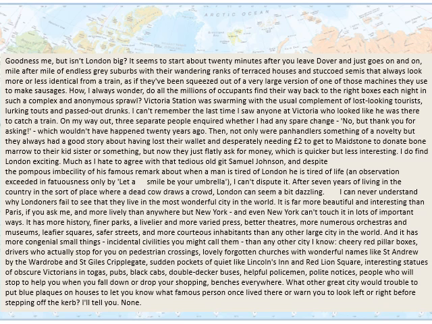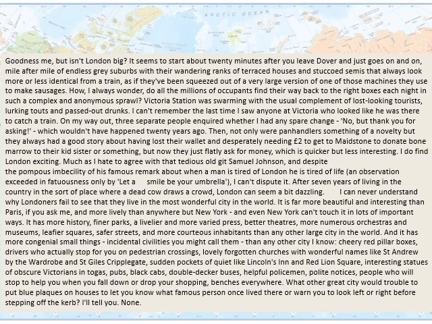I do find London exciting, much as I hate to agree with that tedious old git Samuel Johnson, and despite the pompous imbecility of his famous remark about when a man is tired of London he is tired of life, an observation exceeded in fatuousness only by "let a smile be your umbrella", I can't dispute it. After 7 years of living in the country in a sort of place where a dead cow draws a crowd, London can seem a bit dazzling.